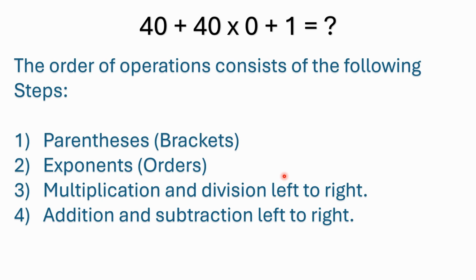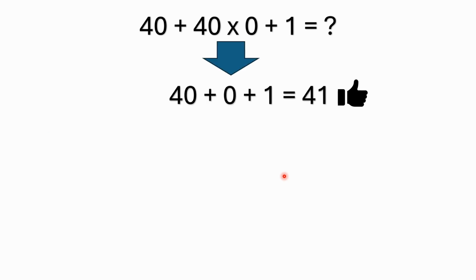Number three, you've got multiplication and division, and they have equal precedence. You solve multiplication and division left to right in the order you find them. And then you've got your addition and subtraction, which you can solve left to right. Honestly, it doesn't matter which order you do addition and subtraction. They're on the same level.